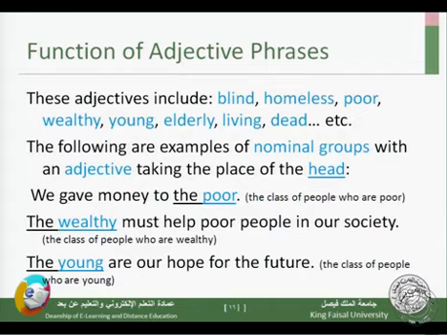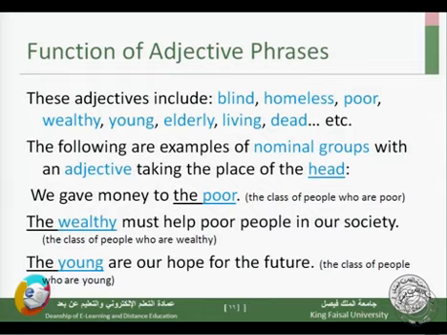So we gave money to the poor. The poor is a noun phrase. It is a nominal group, and the head is an adjective, poor. So poor here means the class of people who are poor. The wealthy. The wealthy, you notice, is the subject in the sentence. It is a noun phrase. As we said, the subject is a noun phrase. And wealthy is an adjective. It is the head of the noun phrase. There is no noun here. We only have a determiner, the, and wealthy, which is an adjective. The wealthy is a noun phrase in this case. So the wealthy must help poor people in our society. Wealthy means the class of people who are wealthy.